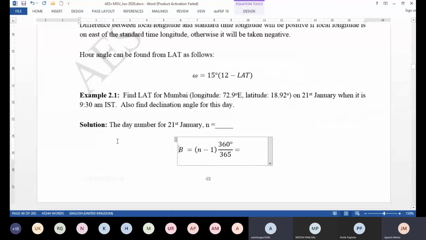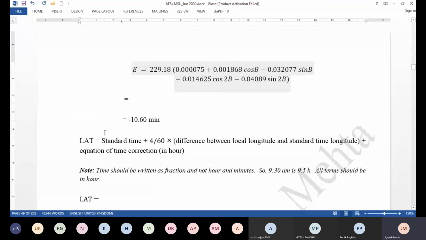Somebody is muting himself. Please don't do that. So standard time is what is given. You're talking about 9:30 a.m. IST, right? So it is 9.5. Write it in fraction, right? So 9 and 10, and you are in between, right? So 30 minutes is 0.5 in fraction. So put the standard time as 9.5.